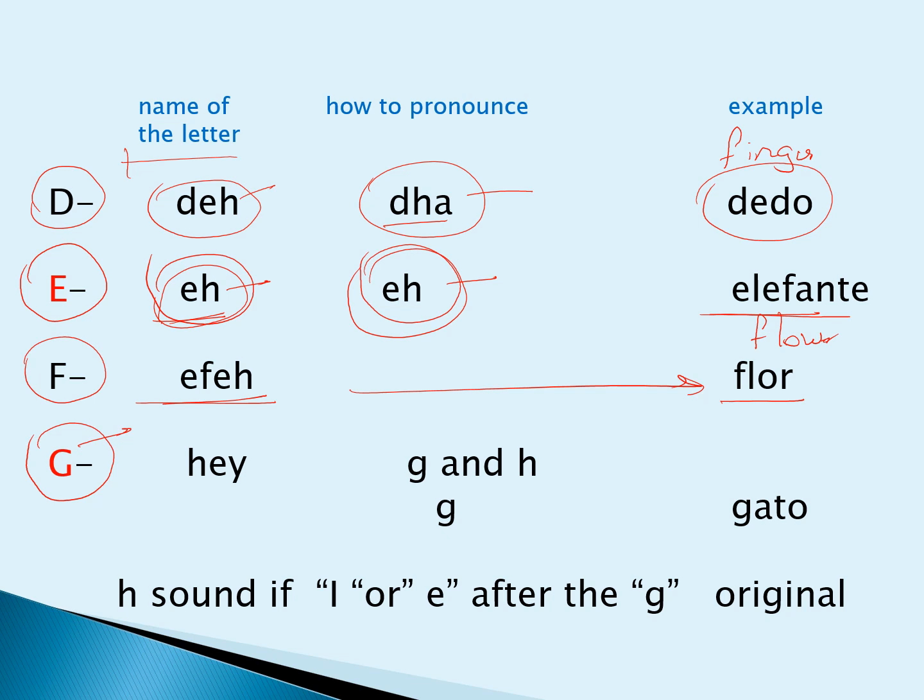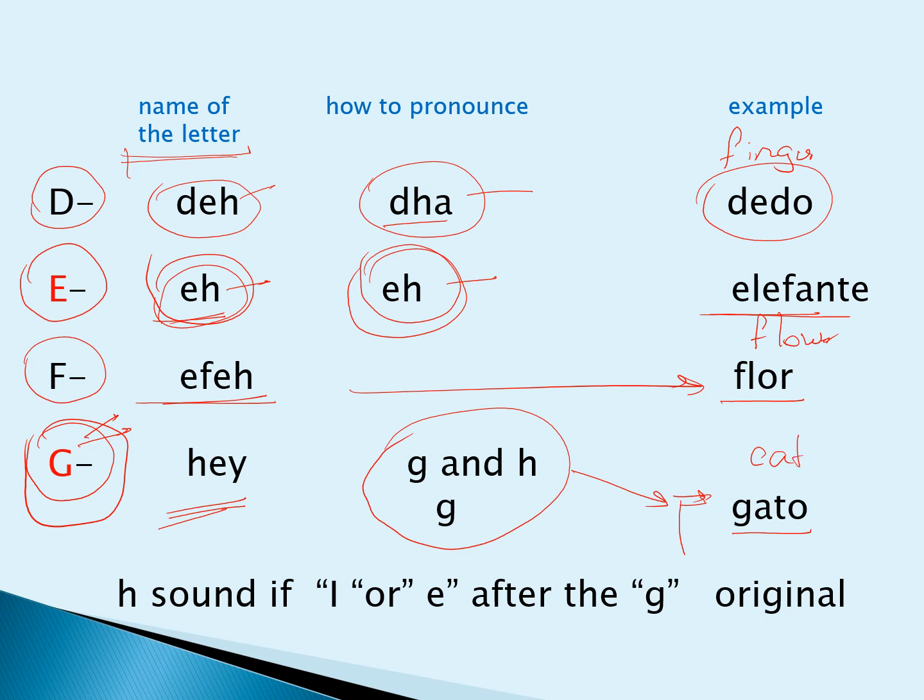The name of the letter. What's the name? This is not G. In the English language, this is G. But in Spanish, this is He. Letter He. Two examples, because there are two sounds. First, gato. Gato means cat. So it sounds as the G sound. The first sound is G.